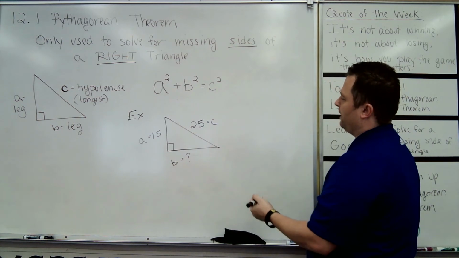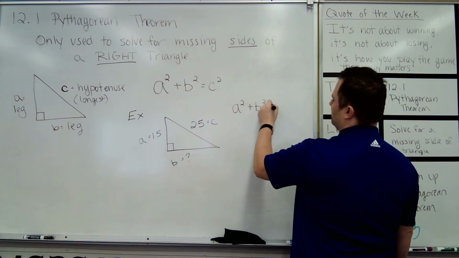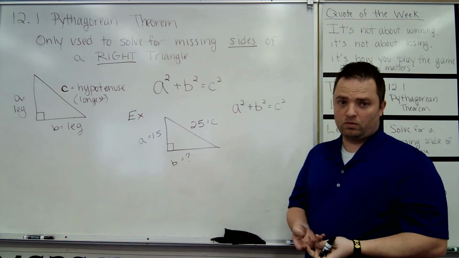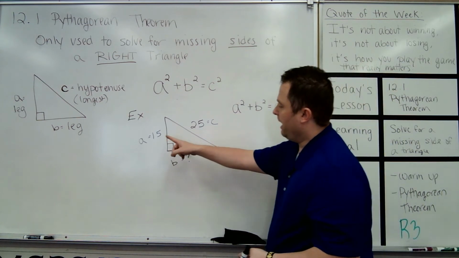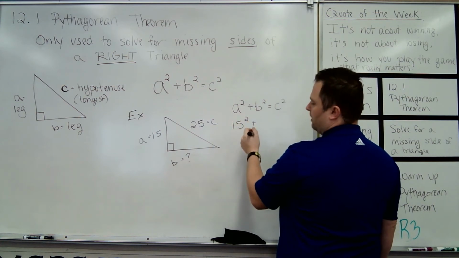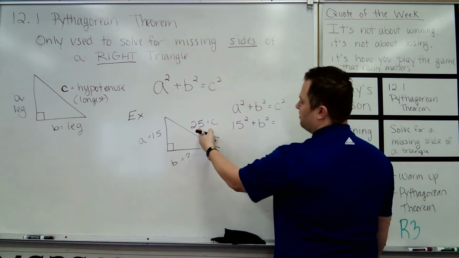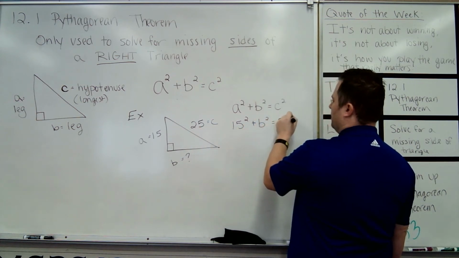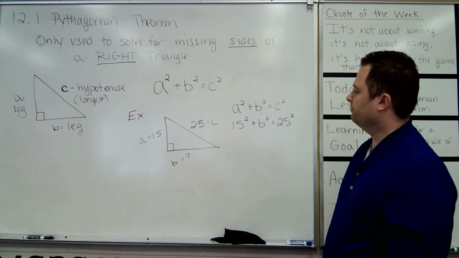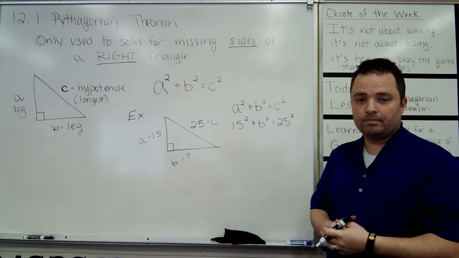If I'm going to use the Pythagorean theorem, I know that A squared plus B squared equals C squared. But now I'm going to plug in the information that I do know. Well, I know A is 15, so we have 15 squared, plus I don't know B, so let's just say B squared, and that's equal to C, which is 25, and that's squared. All I'm doing is plugging in C and A because I know C and A.